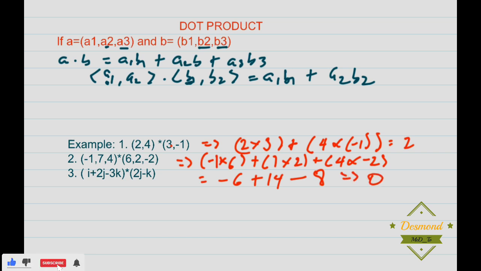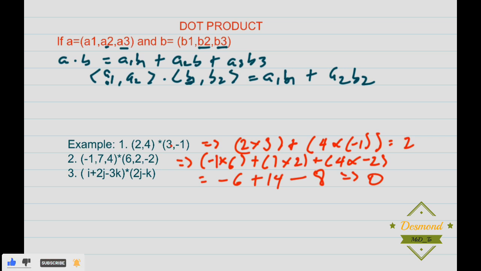So what about example 3? In example 3, we have i plus 2j minus 3k multiplying 2j minus k. Let's find the dot product of this one too. So how do we do this? You can also try to pause the video and try to do it on your own.